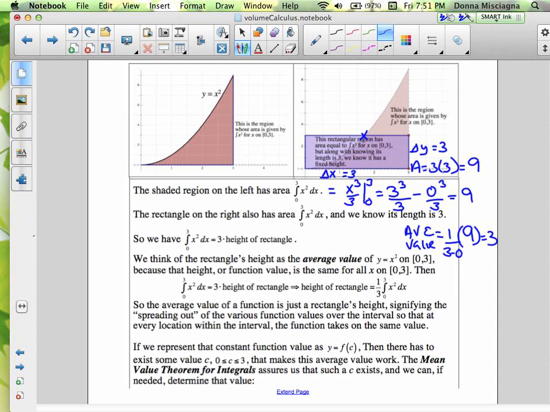The mean value theorem for integrals assures us that such a c value exists, and we can, if needed, determine that value. Here we can kind of see that maybe it's somewhere between 1 and 2. If we solve using the mean value theorem, we can actually find where that value is. This was just a visual to help you get an idea of what average value is. You're just taking all the different values for the function and smushing them all together to make a rectangle. That gives us the average, and somewhere our function equals the average. Hopefully that visual helped you.